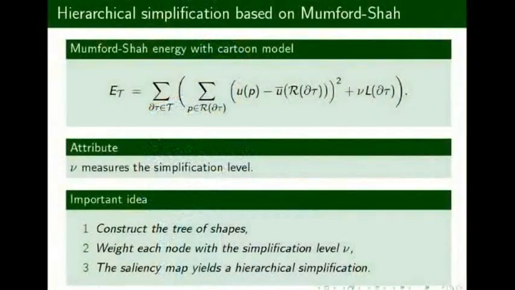So you can start with the cartoon model, in which you measure the variance and the length of the perimeter. And you have a parameter nu here, which measures the simplification level. And actually what you want to do is reverse the equation, extract nu, so you can build the tree of shapes, weight each node with nu that you can compute by reversing the equation, and compute the saliency map, which provides you a hierarchical simplification. This is very fast, and this provides very good results actually.